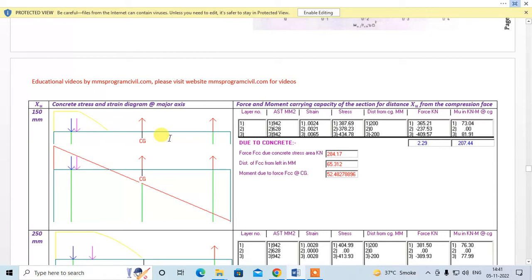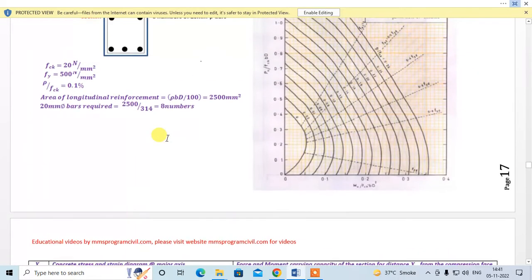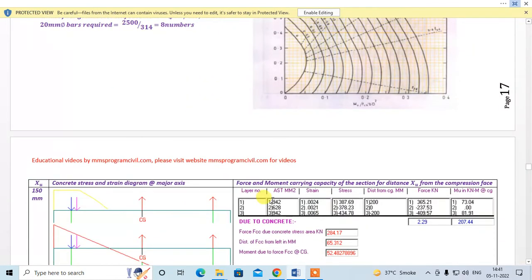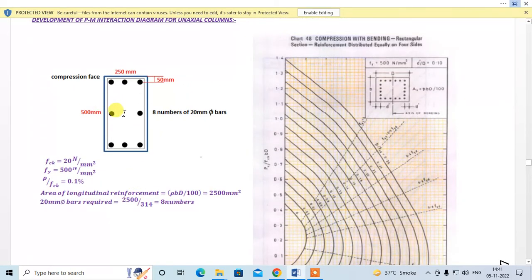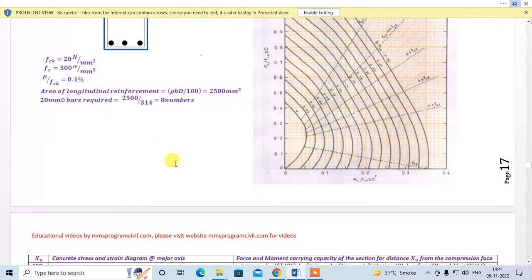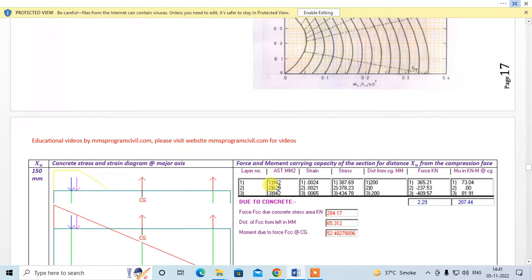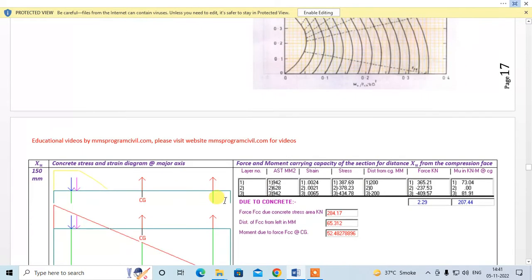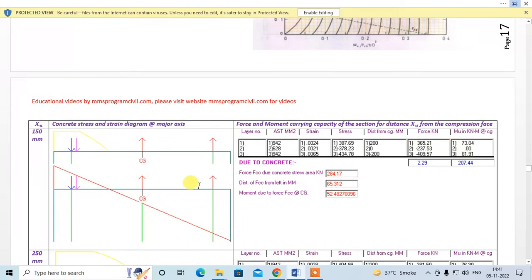So first let me calculate the steel area. In layer 1 I have 3 numbers of 20 mm dia bars, so the area of 3 numbers of 20 mm bars is 942 mm square. In layer 2 I have 2 numbers of 20 mm dia bars, the area of 2 20 mm dia bars is 628. Similarly in layer 3 I have 3 numbers of 20 mm dia bars, so the area of 3 bars is 942 again, right?